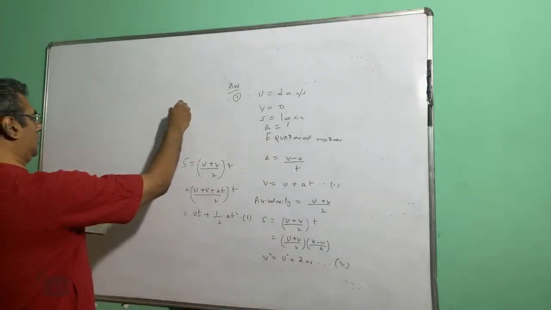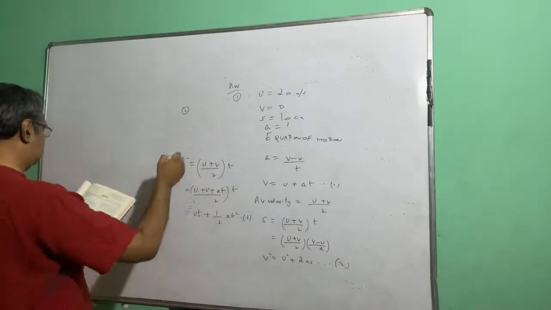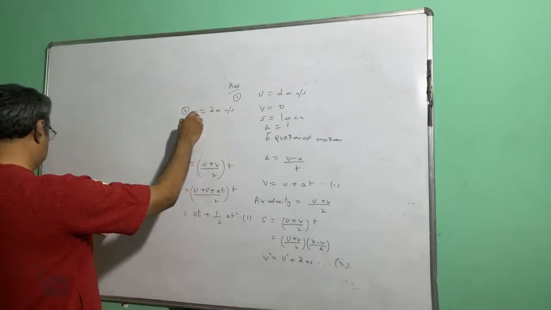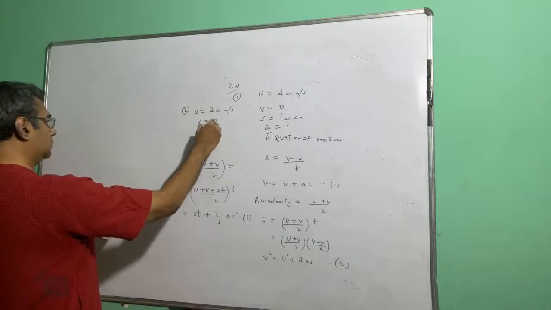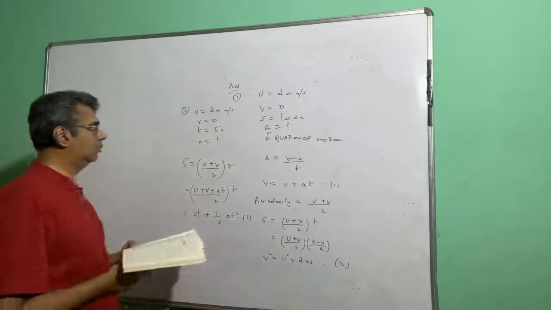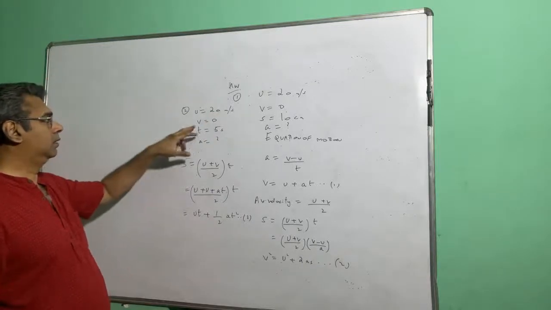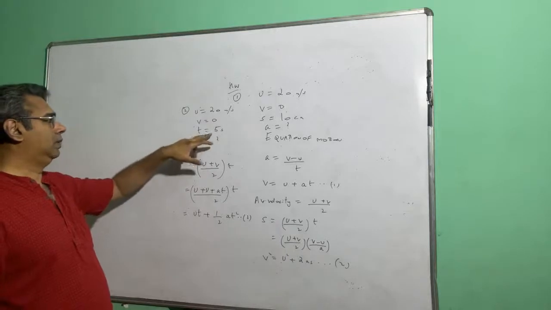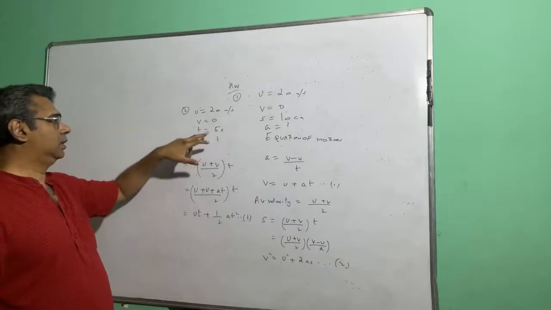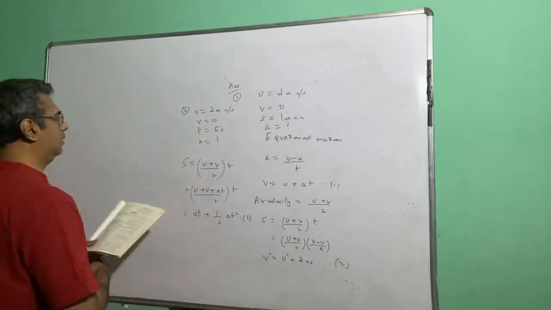Then the second homework question. Initial velocity is 20 meter per second, final velocity is 0, time is 5 seconds. What is the acceleration? So this is homework question number 2.